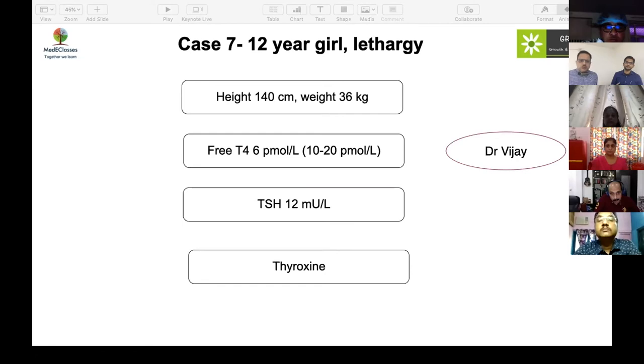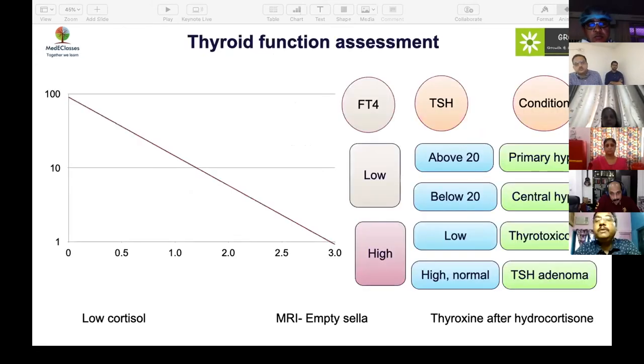Dr. Vijay, do you think that this child should have been started with thyroxine immediately? No, first we have to see. This scenario is quite typical, and thank you for discussing this case, because it is important that we don't look only at high TSH and low FT4. Rather, we have to see, with this level of free T4, whether TSH is appropriately high or it has to be much more. Of course it has to be much more.